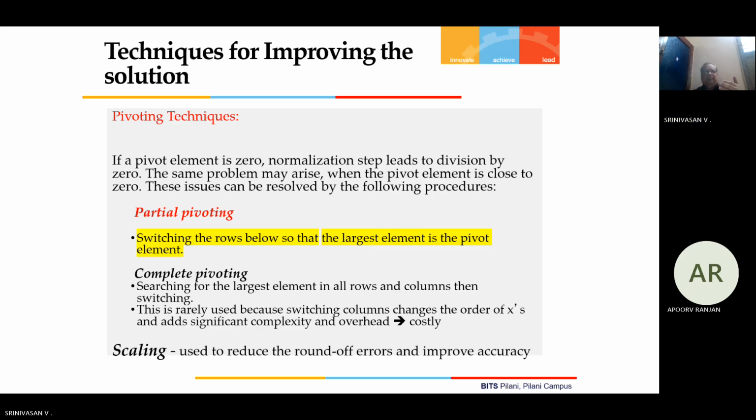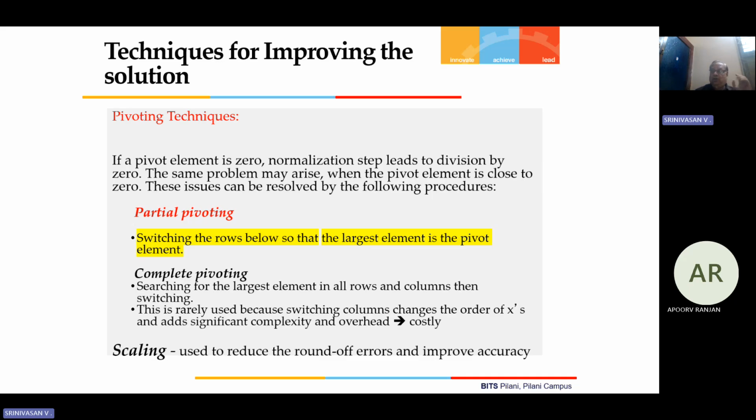According to your syllabus, we don't go deep into complete pivoting and scaling. Just for namesake, we have listed partial pivoting, complete pivoting, and scaling. So what is partial pivoting? Switching the rows below so that the largest element is the pivot element. Look at that, that's very important. Even look at the term largest.